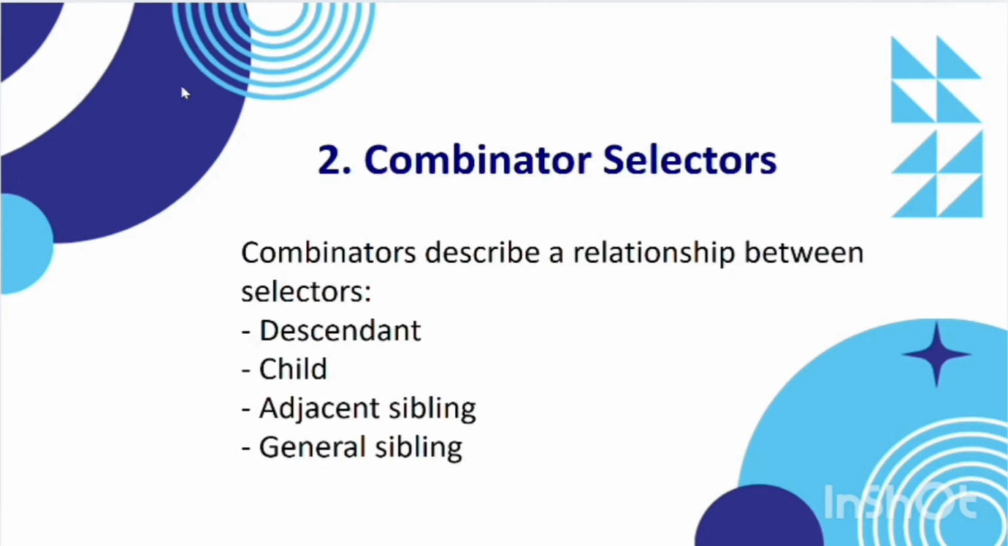Now moving to another type, which is combinator selectors. Combinator selectors define the relationships between elements. It is classified into 4 types. One is descendant, child, adjacent sibling, general sibling. Let's understand each one of them.